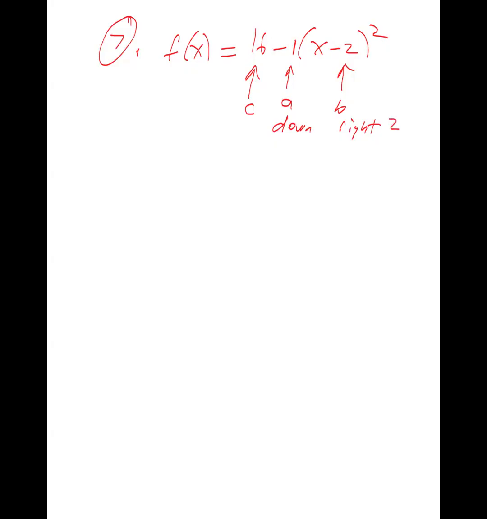And C means it moves up or down. So does this move up or does it move down? Up, correct. So remember, for C, a positive means up. And for B, a positive means left. So just be careful the way that you interpret them.